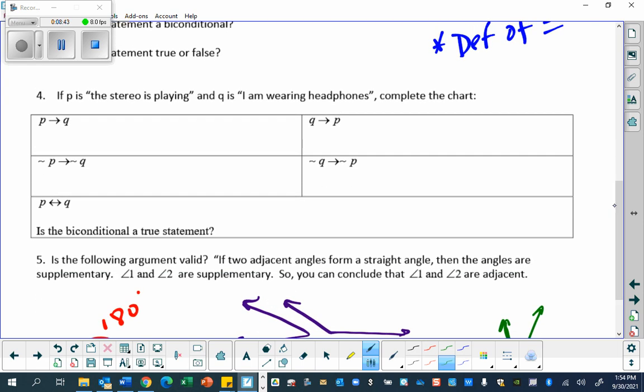Number 4, if the stereo is playing, I am wearing headphones. If the stereo is playing, I've got headphones on. Biconditional. When you wrote it, I am wearing headphones if and only if the stereo is playing. Was that a true statement? Do you think this is a biconditional?